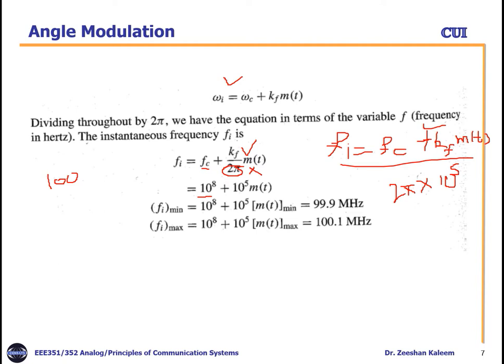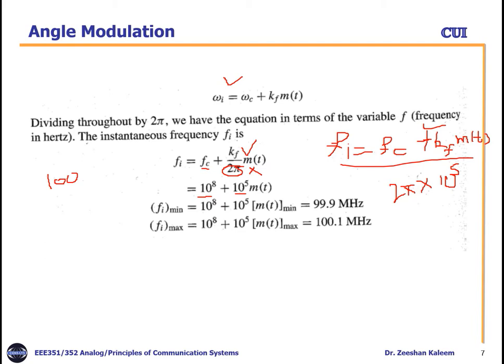And the second term is kf over 2 pi into m(t). m(t) is our message signal. So kf, we have 2 pi into 10 raised to the power 5. So this 2 pi will be cancelled out with this 2 pi, right? And then we have 10 raised to the power 5 m(t).